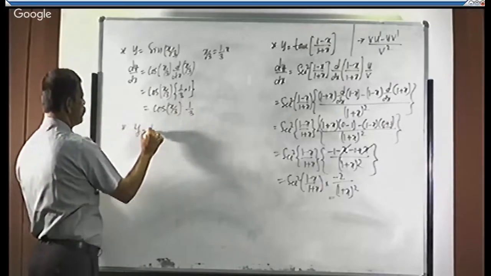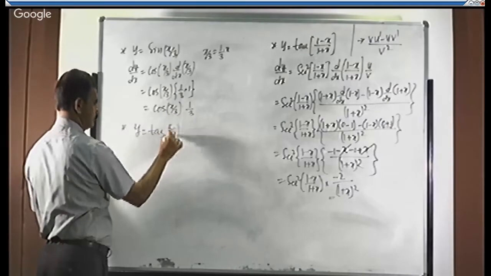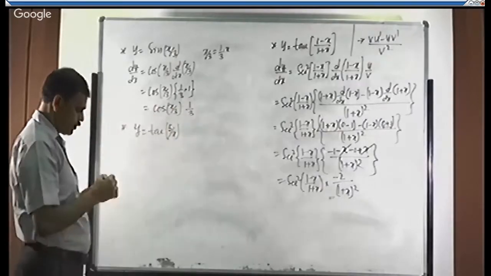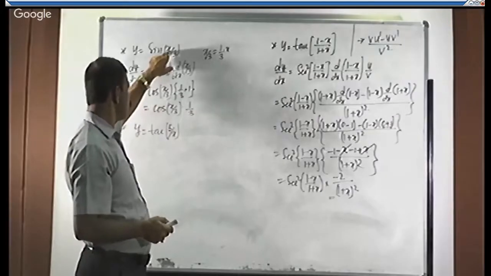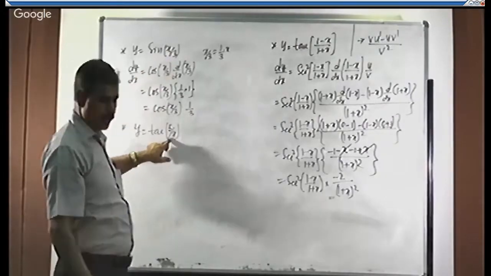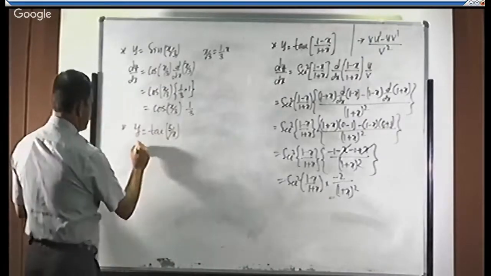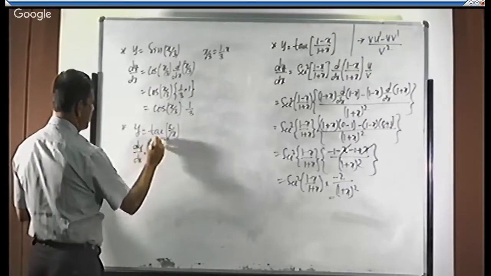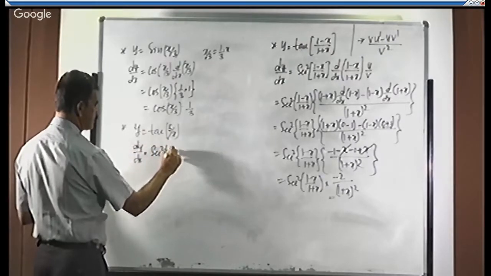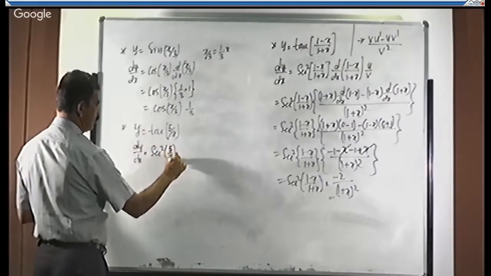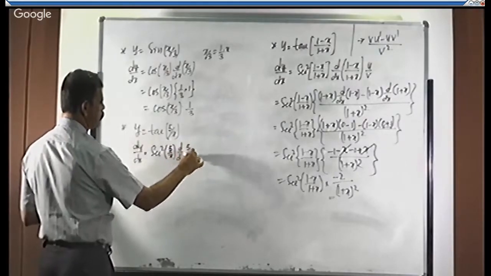Y is equal to tan of 5 divided by x. See the difference. In the first one, x is at the numerator. Here, x is at the denominator. dy by dx is equal to tan of function. It is secant square of function. What is function? 5 by x into d by dx of 5 by x.